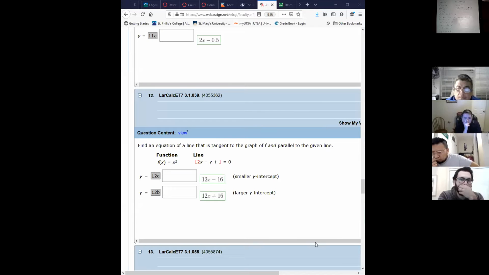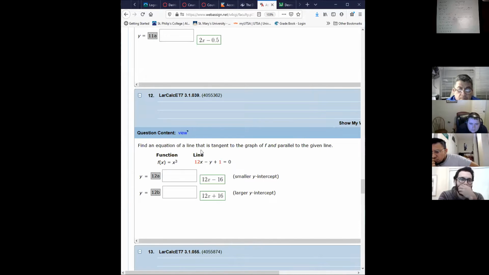Before we leave, I just have one last question. If you look at problem number 12 real quick, you have a smaller y-intercept and a larger y-intercept. What does that mean? That's where I'm stuck. I already worked out the problem, but I just don't know what that means. I kind of want to finish it for the night. Let me see here. You're talking about this one here? Yeah.